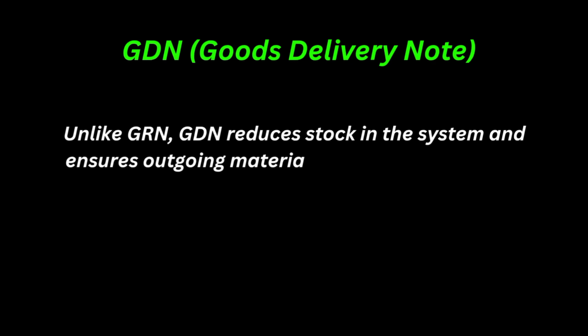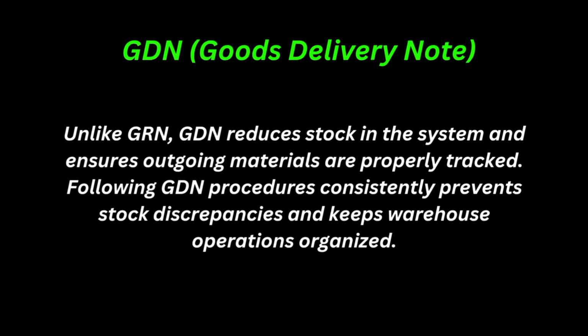Unlike GRN, GDN reduces stock in the system and ensures outgoing materials are properly tracked. Following GDN procedures consistently prevents stock discrepancies and keeps warehouse operations organized.